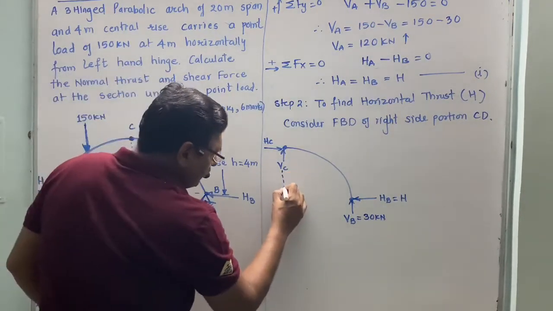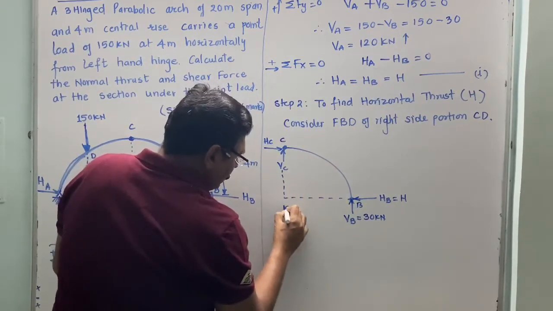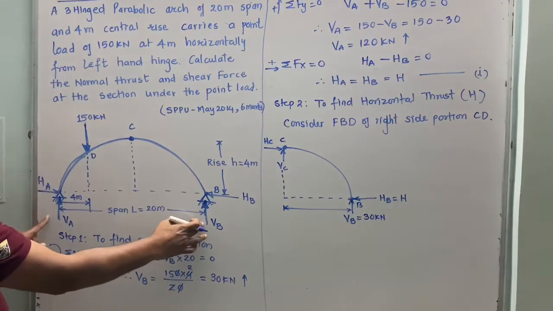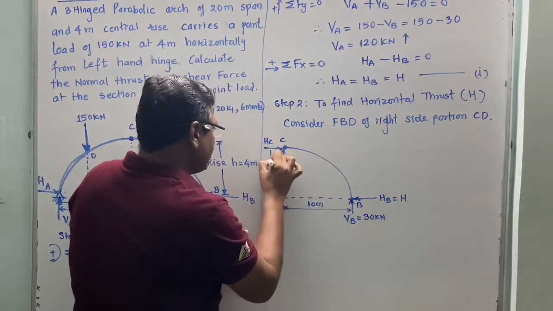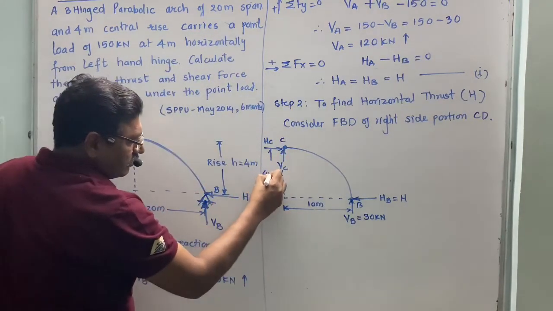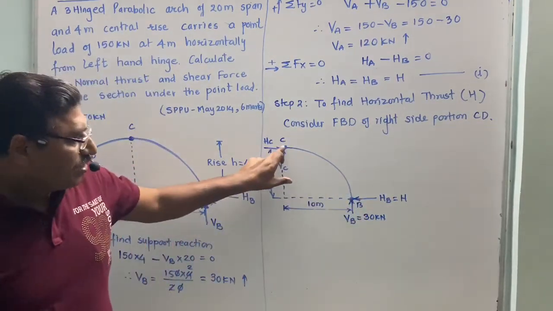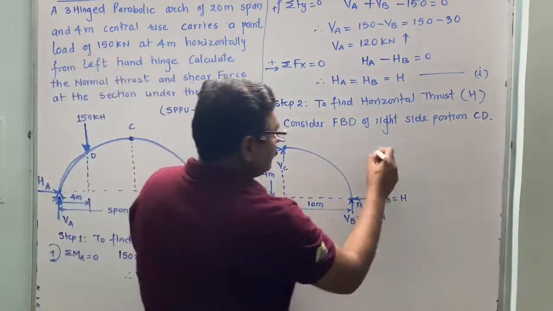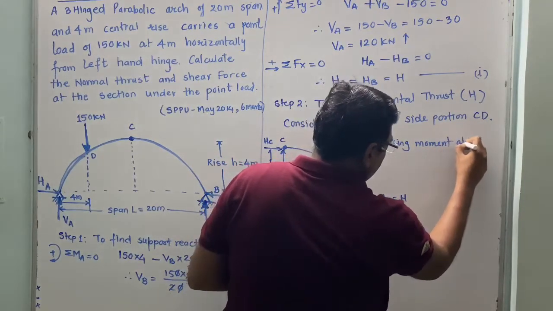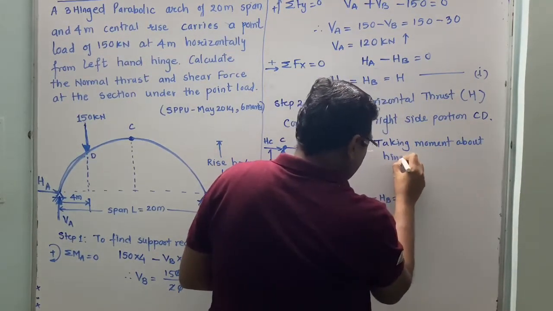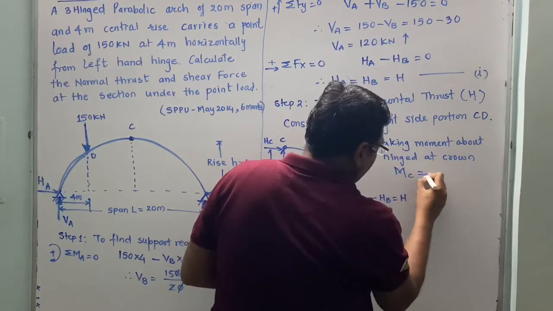Now this is your C and this is your B. So distance CB, here this total is 20 meter, so the central half is 10 meter and this rise is here 4 meter. So we can easily calculate this horizontal reaction by taking moment about the hinge. Now we'll take moment about the hinge at the crown. So moment about C is equal to 0.